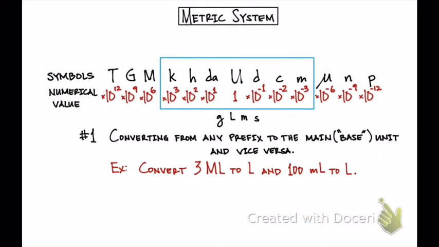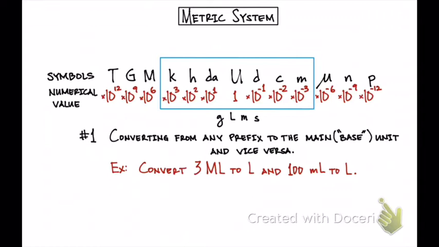So that's one way to convert from any prefix to the main unit and vice versa using the metric system. There's actually a shortcut. All you have to do is move that decimal point from left to right or from right to left, depending on if you're converting from a large prefix to a smaller prefix and vice versa. So let's look at this first one again using the second method that I'm going to show you. Convert 3 megaliters to liters.